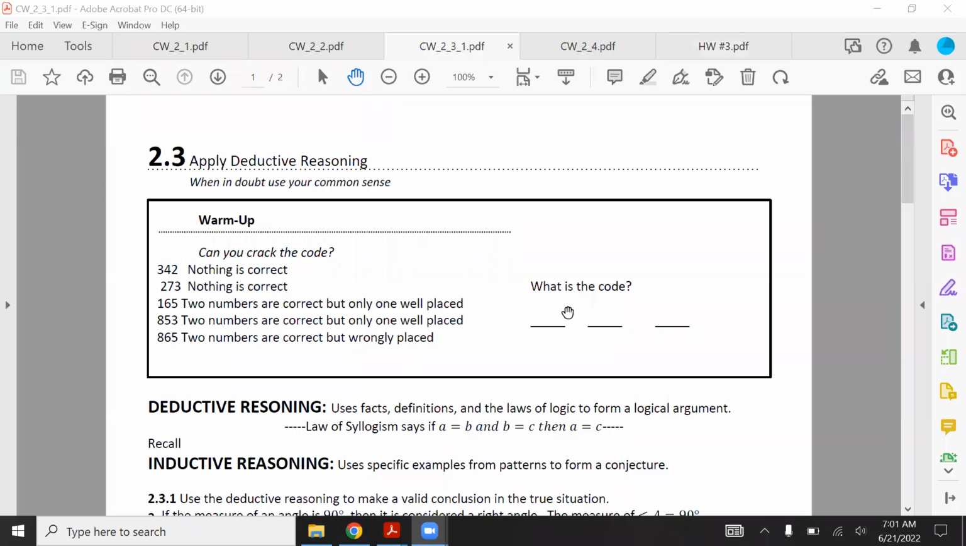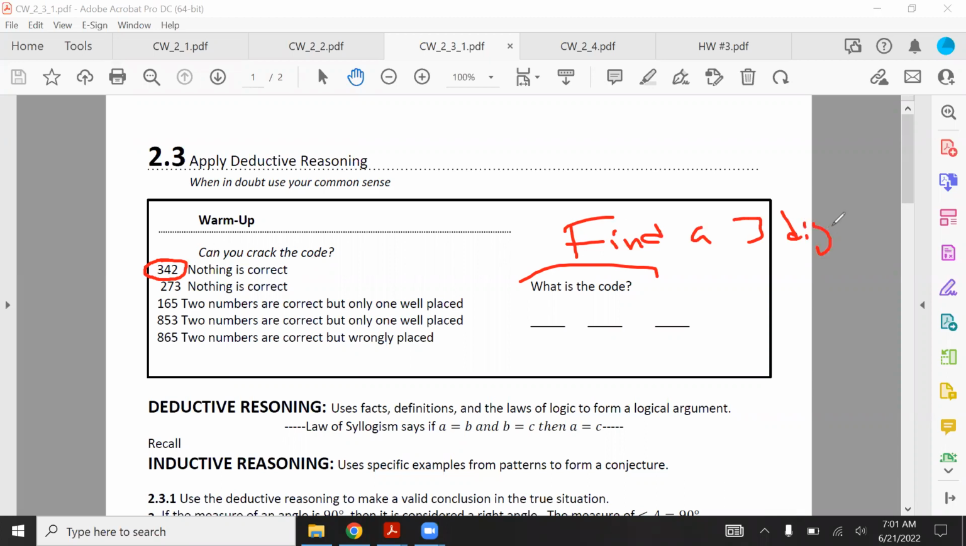Hey there, welcome to a video discussing 2.3. This is called Applied Deductive Reasoning. And you can see right below in italics, it says, when in doubt, use your common sense. So here you're asked to crack a code. It's kind of tricky, but when you see the numbers 3, 4, 2, what you're trying to do is find a 3-digit number.